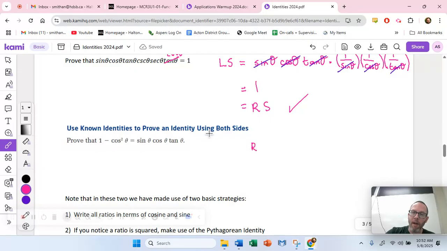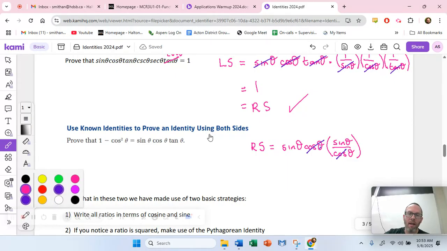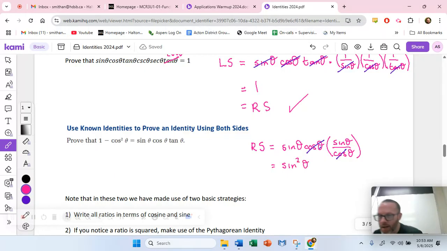So I'm going to manage my space this way. And over here, I'm going to say right side equals sine theta times cosine theta. And you guys now know that tangent is sine over cosine. Now, do any neat cancellations happen here where we can simplify this? Well, one thing does. We have cosine over cosine. Those divide to 1. And what we're left with on the right-hand side is sine theta times sine theta, sine squared theta.